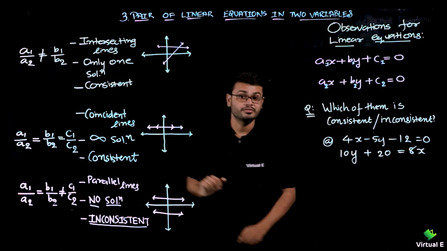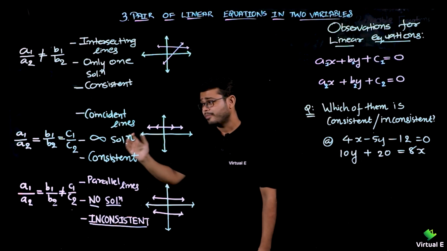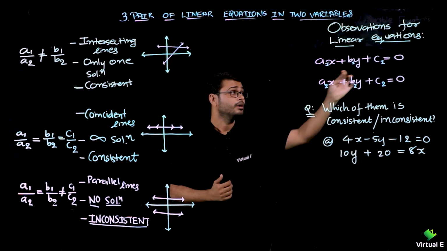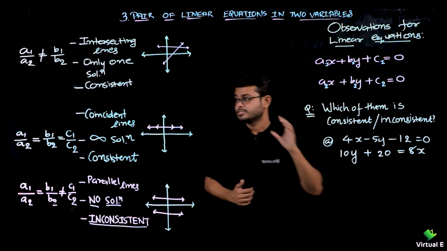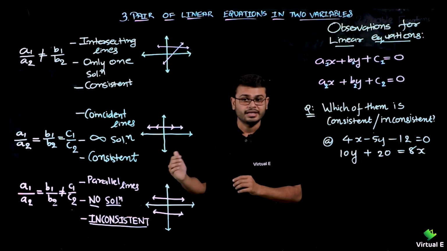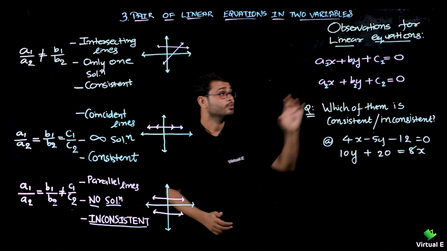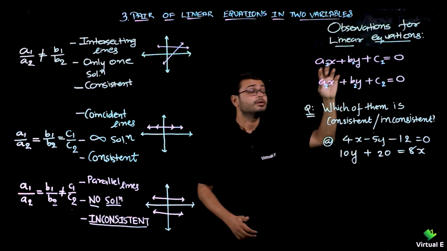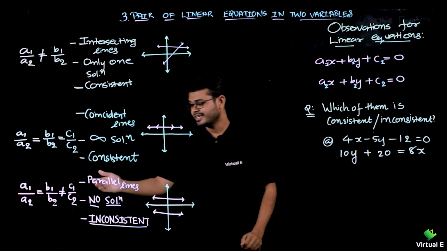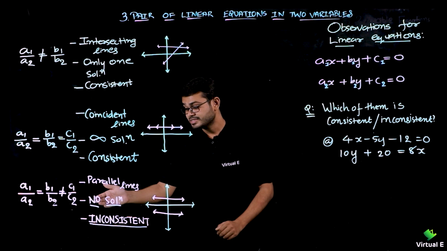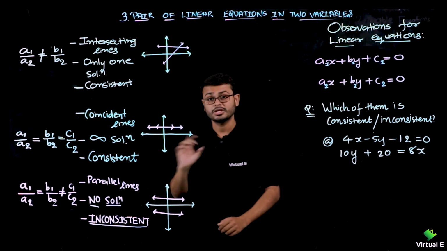I'll explain what consistent mean here. Let me go for the second category, coincident lines. What happens in this case, if we take ratio of this two, and this two constant, all these ratios are equal. So that is the case of coincident line, and we know coincident line has infinite solutions. Third category, you take first ratio, second ratio, first 2 ratios are equal, but third is not. So that is the case of parallel lines, and we already know that parallel lines are not having any kind of solutions, no solution, right?